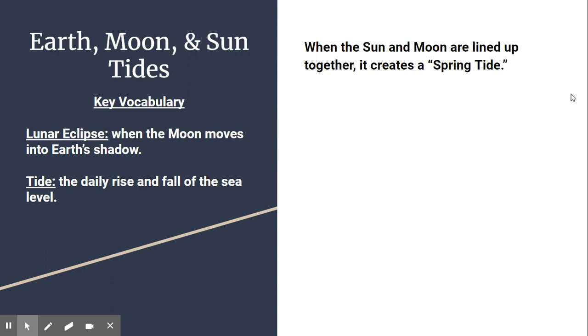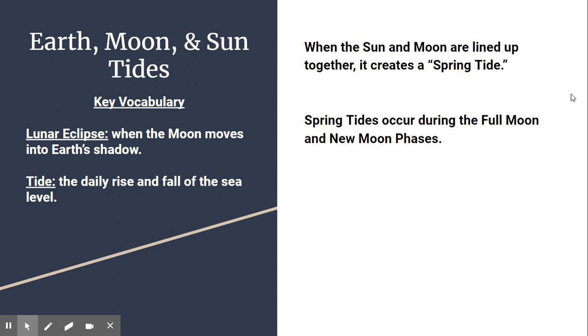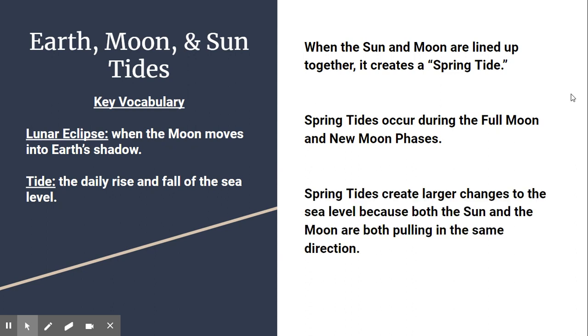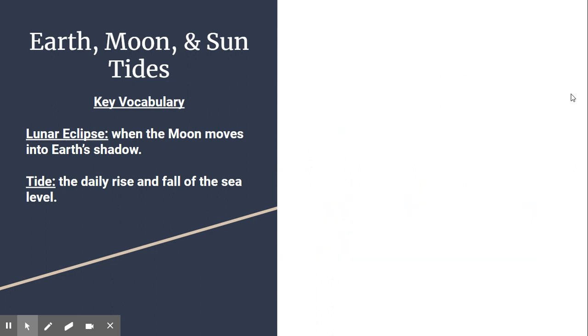When the sun and moon are lined up together, they're in that same direction. Even though the moon might be slightly above or below that direct line that would happen with an eclipse, it creates what's called a spring tide. And they occur during the full and new moon phases when the moon and the Earth and the sun are all lined up in a straight line. This straight line, or the same plane, of a spring tide creates larger changes in the sea level because both the sun and the moon are pulling on the water in the same direction. This causes extremely tall high tides and larger swings in low tide.